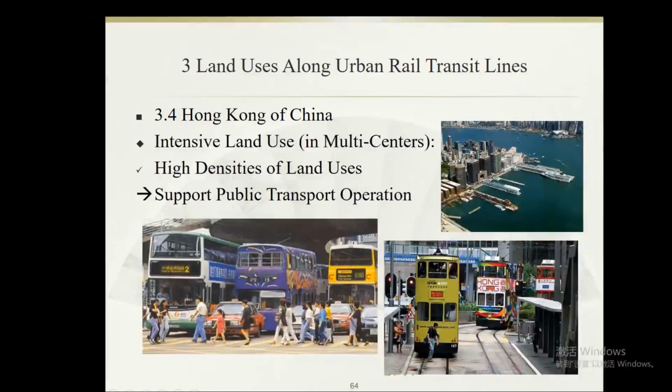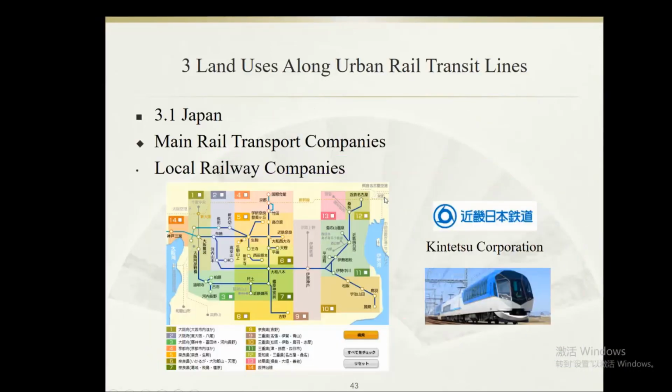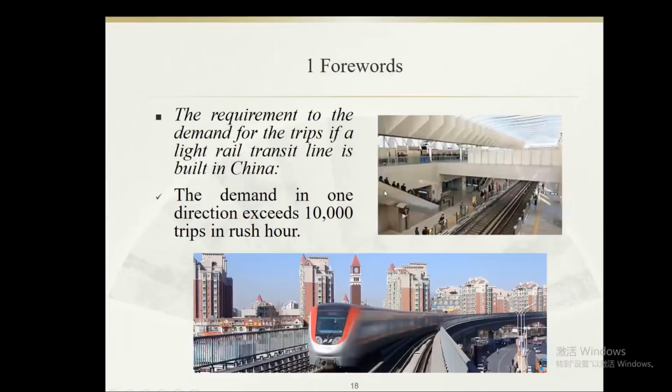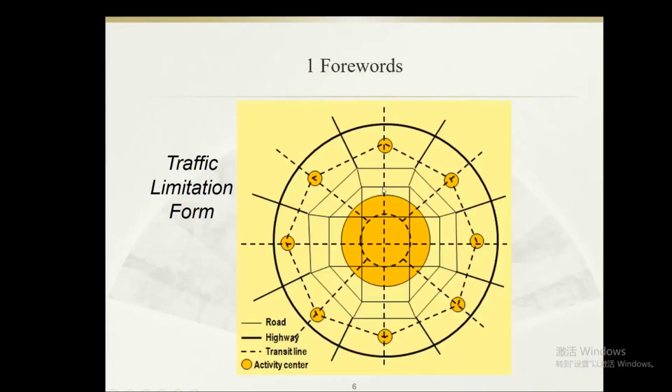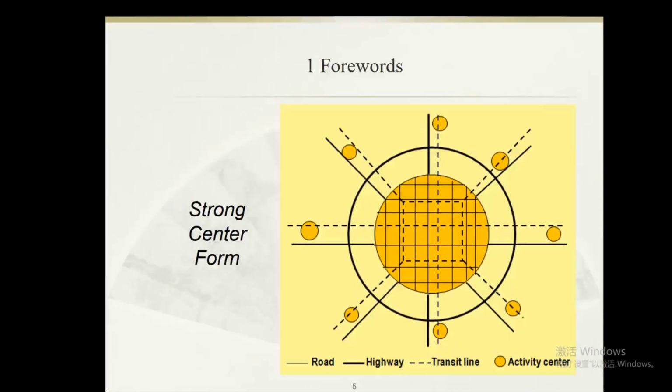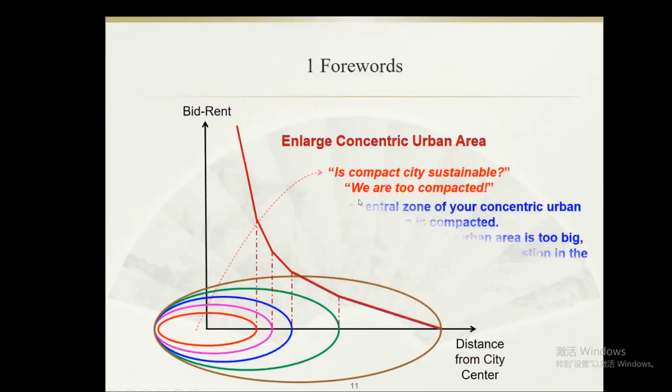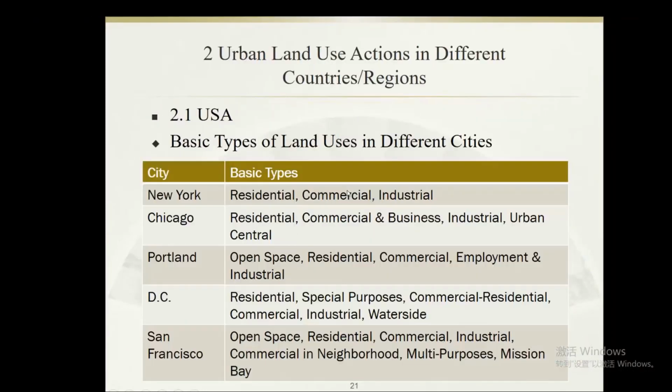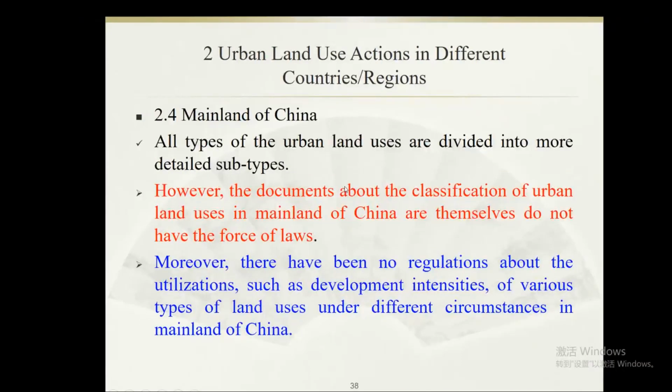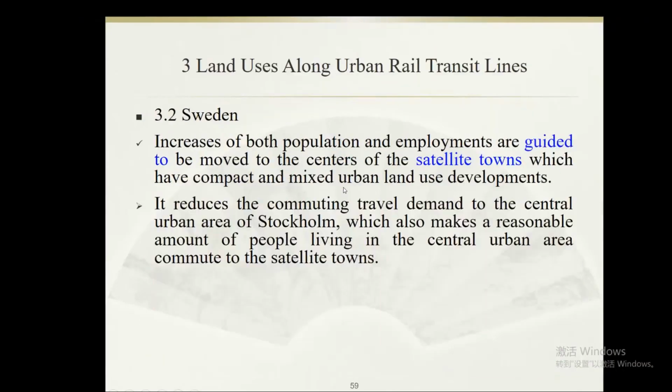Remember what I said about London? Remember this one? Strong center. Hong Kong is a very typical strong center. Inside the main urbanized area, public transport is the most convenient because many, many people are gathered here. Okay, it's the best way to develop public transport. But in Hong Kong, because it's a city near the sea, it's not very good to develop too many metro lines. So buses here are the most popular.